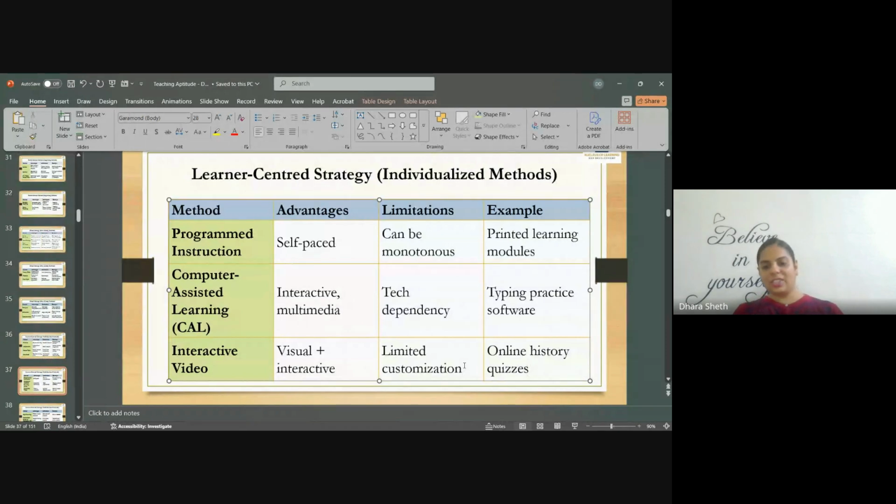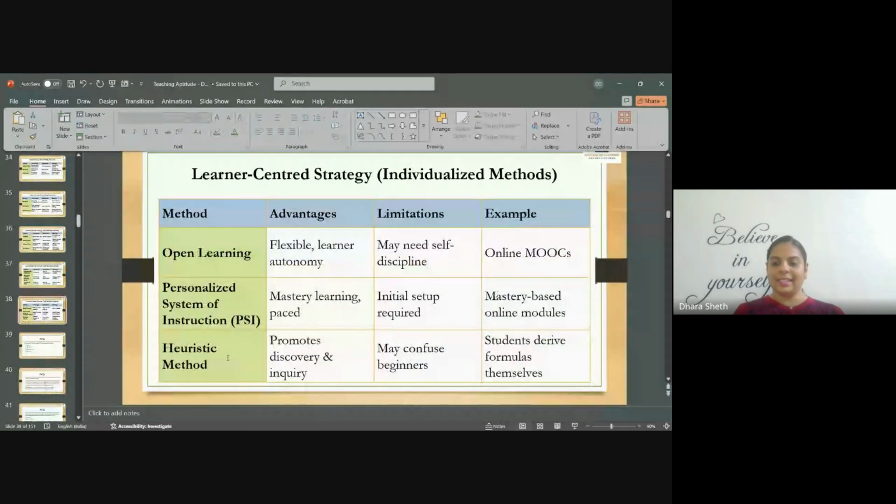Limited customization. Because this is something that is recorded and would go out for everyone, it cannot be customized for the learner. Last slide in this topic, open learning. So online MOOCs, which are available to everyone, may need self-discipline because now you have to learn at your own pace. If you drop it, you drop it.